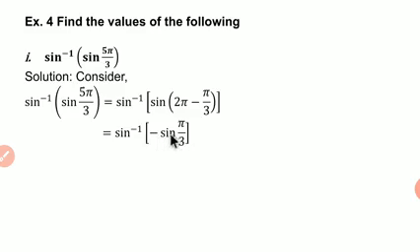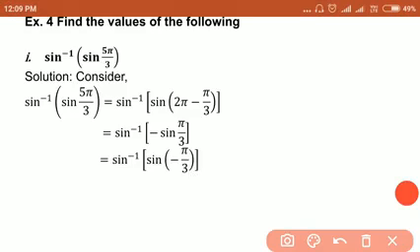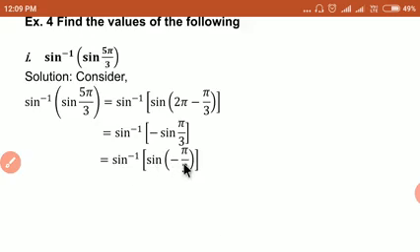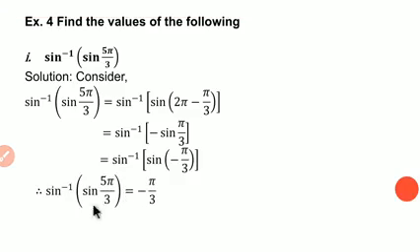Now we know minus sin theta can be written as sin of minus theta. And so it is sin inverse of sin of minus pi by 3. We use here the result: remember that result? Sin of minus theta is equal to minus sin theta. We use this result. Here theta is pi by 3. And sin inverse of sin theta is theta, and so sin inverse of sin 5 pi by 3 is equal to minus pi by 3.